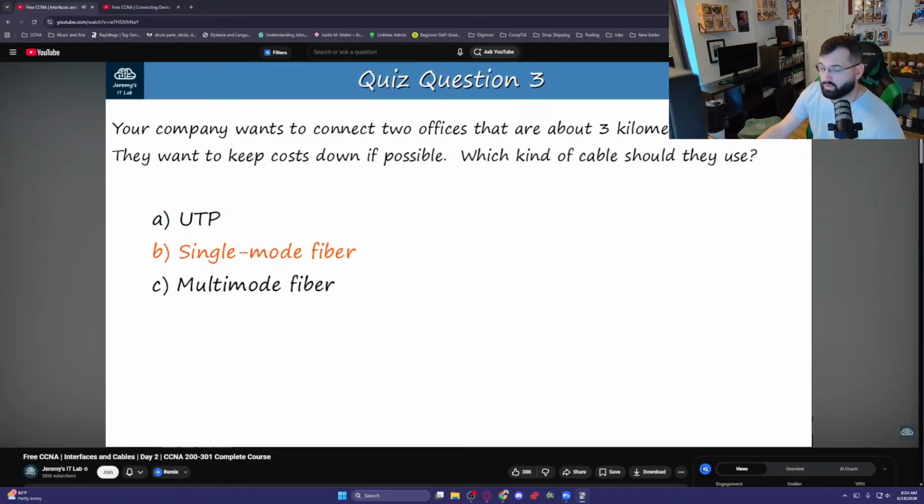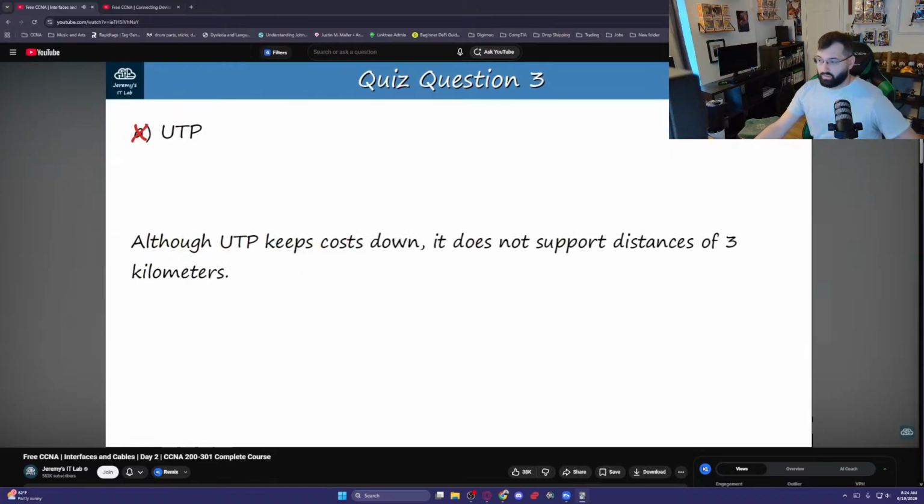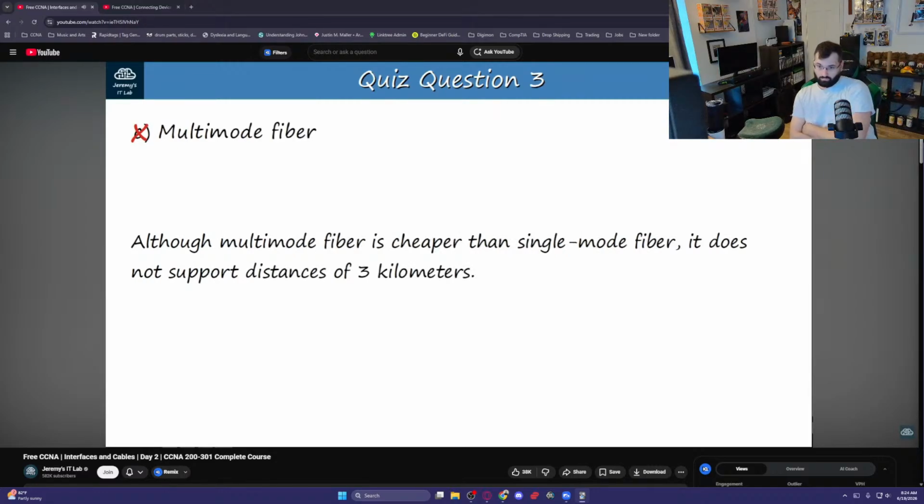B, single-mode fiber. Let's check the answers. Although UTP keeps costs down, it does not support distances of 3 kilometers. So A, UTP, is incorrect. Although multi-mode fiber is cheaper than single-mode fiber, it also does not support distances of 3 kilometers. So C, multi-mode fiber, is incorrect.